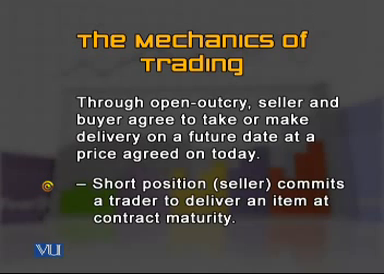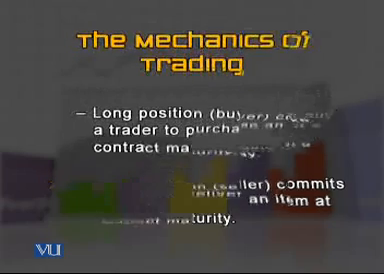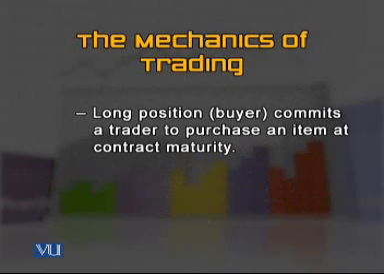Short position sellers, in other words, short sellers, commit to deliver an item on the maturity of the contract. On the other hand, a long position holder, or a buyer, commits that he will make a payment for the product. So he's buying a product, so he'll make a payment. Somebody who's selling the product will obviously deliver the product.